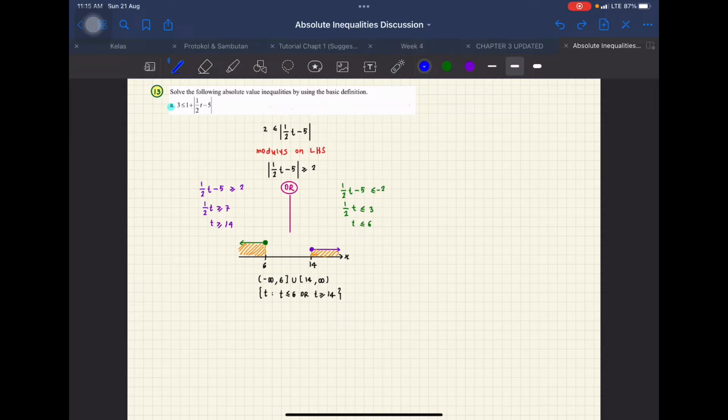Okay, so in this video saya nak discuss about absolute inequalities. We have 4 questions altogether: 13, 14, 15 and 16. So I'm just gonna go through my suggested solution, apa yang saya tulis, and saya akan explain dekat awak based on that thing. I'm not going to write it one by one, tapi saya akan explain one by one apa yang saya buat tu, kenapa saya buat macam tu.